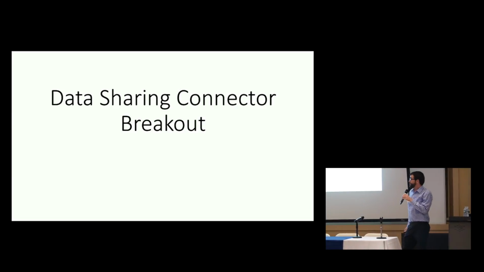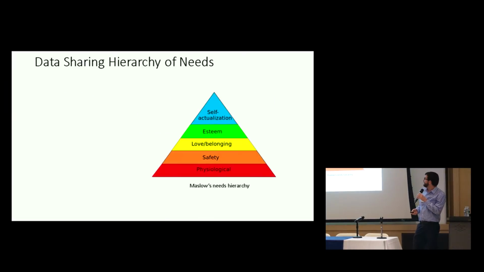So I'm here talking about the data sharing connector. I think a lot of what I'll say is pretty common to what everybody else said, except this. We started talking about this Maslow's hierarchy of needs thing, which is, everybody needs food and water to survive, and then you need safety, and then you need people who care for you, and eventually you can realize self-actualization.